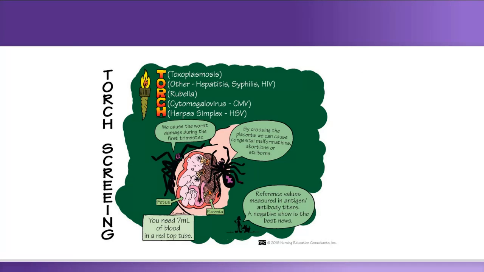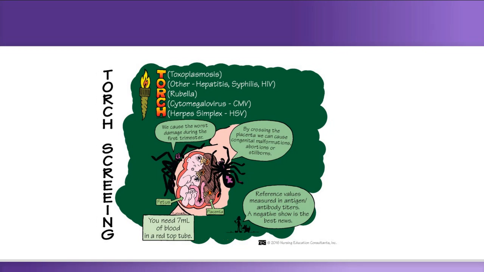TORCH infections. I wanted to talk about TORCH infections because these are infections that mom can have, and it can actually cross the placenta and affect the baby. So toxoplasmosis is one of them. With toxoplasmosis, it can be found in uncooked meat, but it can also be found in cat feces. And so usually if a mom's pregnant, we tell her not to change the litter box because of the risk of acquiring toxoplasmosis.